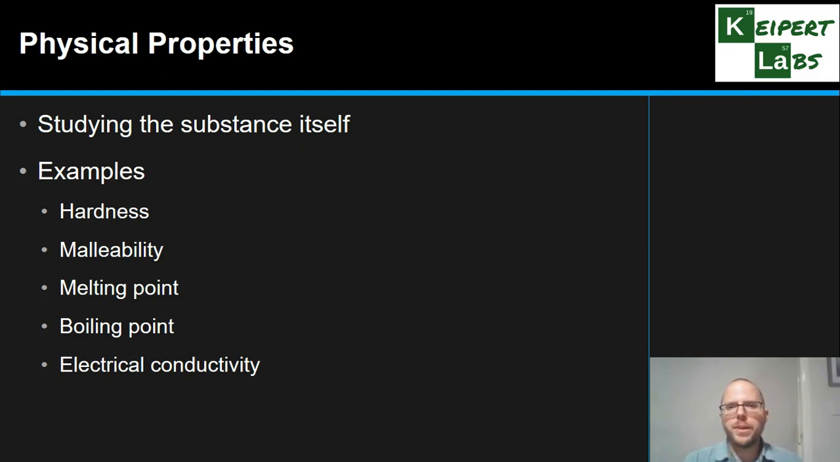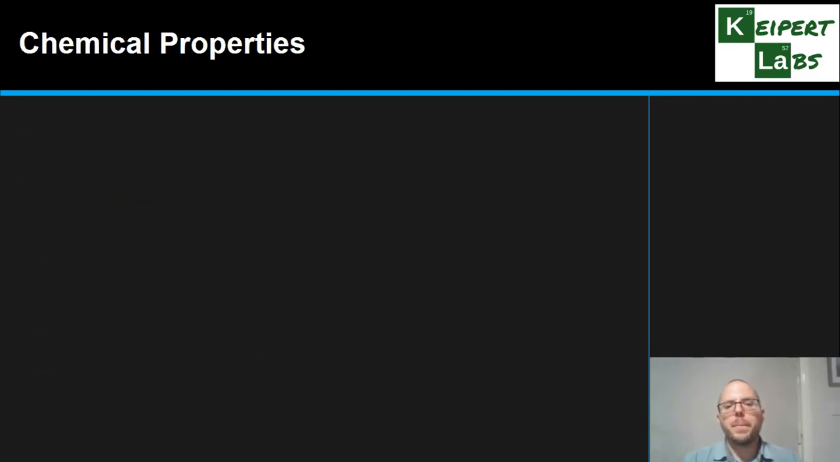But they can't tell us all the information that we need to know, because we need to know, well, if I put this in water, what's it going to do? Is it going to dissolve or is it going to explode? Clearly the difference in those outcomes matters greatly. And so that's where we get to chemical properties.